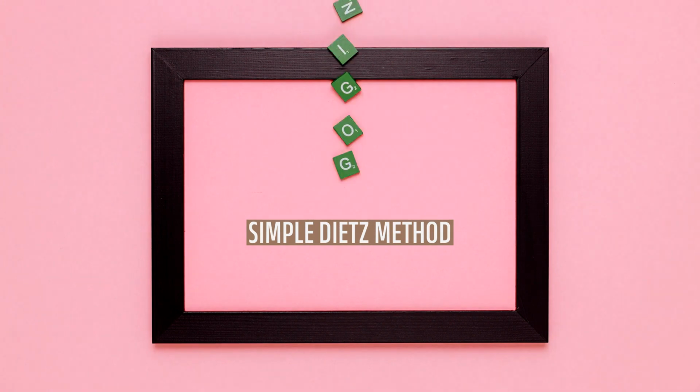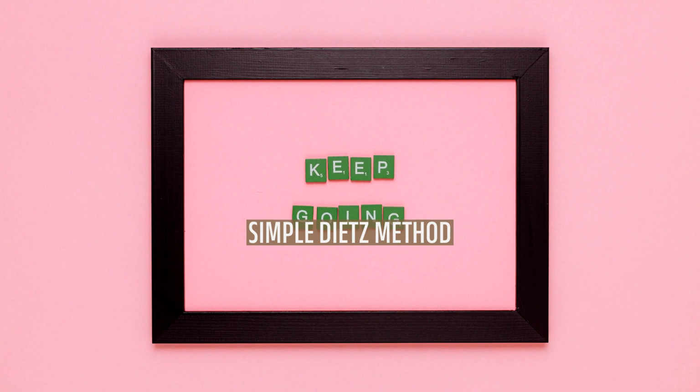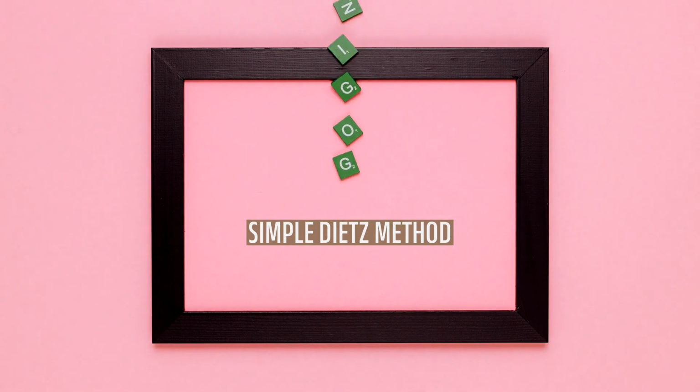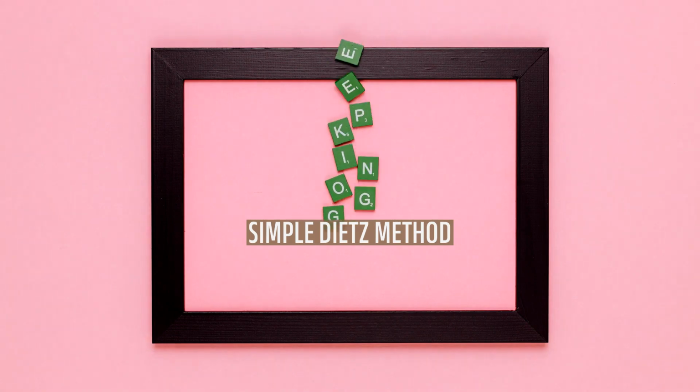The simple Dietz returns of two or more different constituent assets in a portfolio over the same period can be combined to derive the simple Dietz portfolio return by taking the weighted average. The weights are the start value plus half the net inflow.